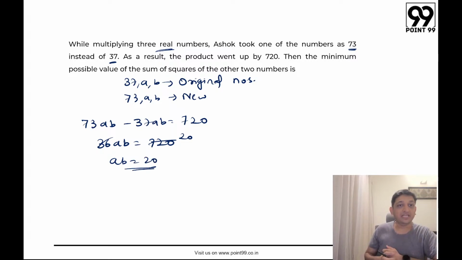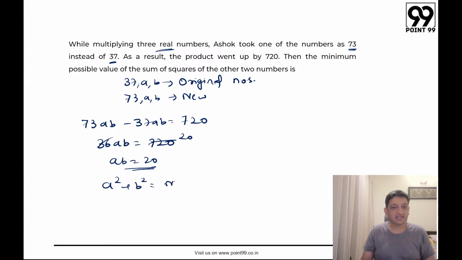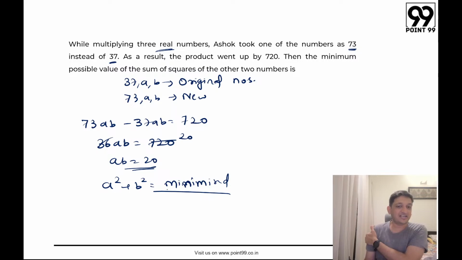Now we want to find the minimum possible value of the sum of squares, right? Minimum possible value, what does that mean? I need to make sure that A square plus B square is minimized. We had done something very similar in yesterday's class. So if you haven't watched yesterday's video, check it once. We had done something exactly similar to this. The question was: which of the following is a possible value of AB? The concept of minimizing A square plus B square I covered towards the end of that question.